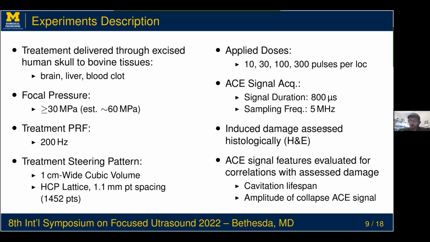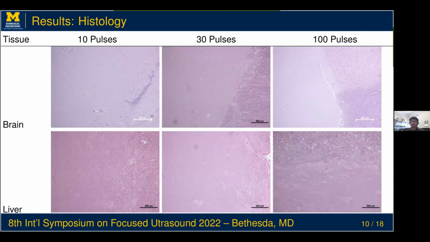Induced damage following treatment was assessed histologically via H&E staining. Afterwards, we looked at which features of the ACE signals correlated with the histologically assessed damage. We were specifically looking at the cavitation lifespan and amplitude of the collapse signals. And so here are some results.